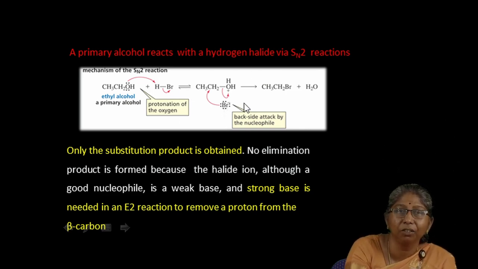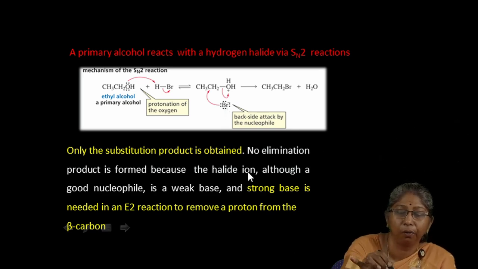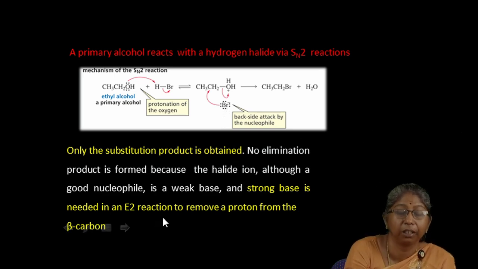So what happens is inversion of configuration will take place, because the nucleophile attacks only from the back side. Removal of the water molecule and the attack of the nucleophile from the back side, that is, rear attack, take place together, and so the product will always be the inversion of configuration. Here only the substitution product is obtained and no elimination product, because the halide ion, although a good nucleophile, is a weak base, and elimination needs a strong base. So only one product is obtained, that is, the substituted product.